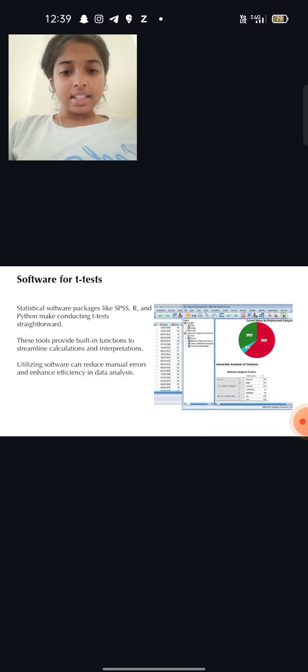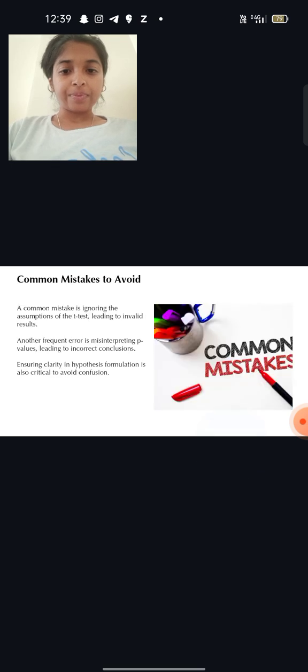Software for t-test. Statistical software packages like SPSS, R and Python can conduct t-tests straightforwardly. These tools provide built-in functions to streamline calculations and interpretations. Utilizing software can reduce manual errors and enhance efficiency in data analysis.